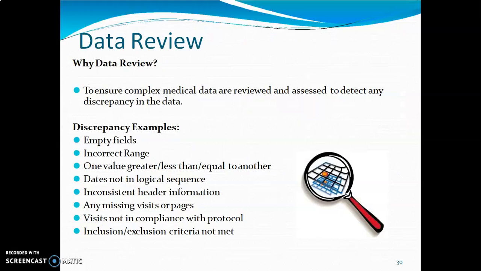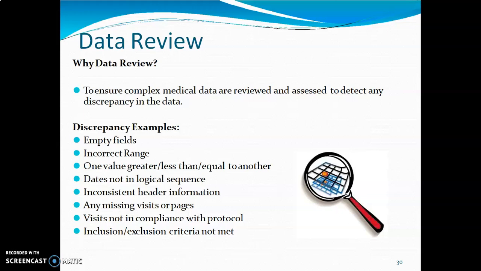So let us see about the data review. Why should data be reviewed? To ensure complex data are reviewed and assessed to detect any discrepancies in the data. In many places we came across discrepancies. As I said, something went wrong, or some data are mismatching, or incomplete data, such things all come under the discrepancy condition. So now let us see what the discrepancy examples are.